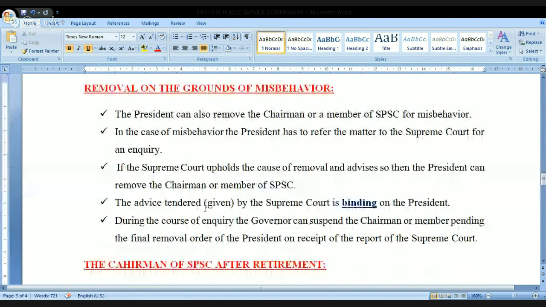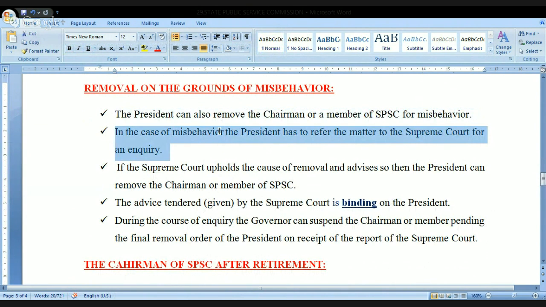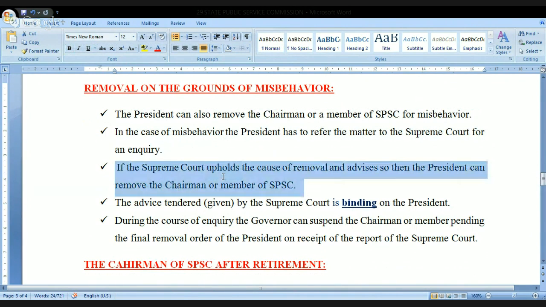Removal on the grounds of misbehavior. Yesterday I told you the meaning of misbehavior. The president can also remove the chairman or a member of SPSC for misbehavior, but in case of misbehavior, it should be referred by the president to the Supreme Court. And if the Supreme Court upholds the cause of the removal and advises so, then the president can remove the chairman or the member of the SPSC.